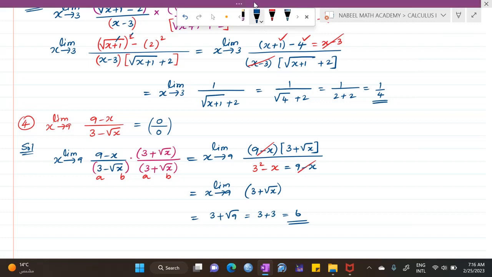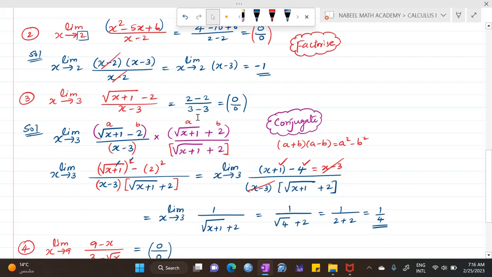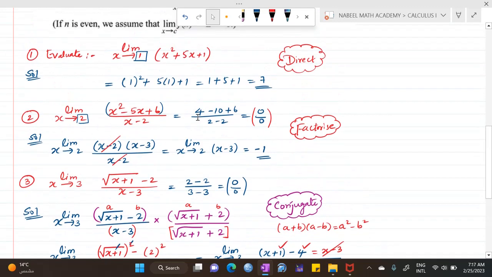So with this we complete. These are the three different types of problems we will have in limits. One is direct, another one is the factor method if it is a polynomial, and another one is multiplying by the conjugate if the function is a root function.